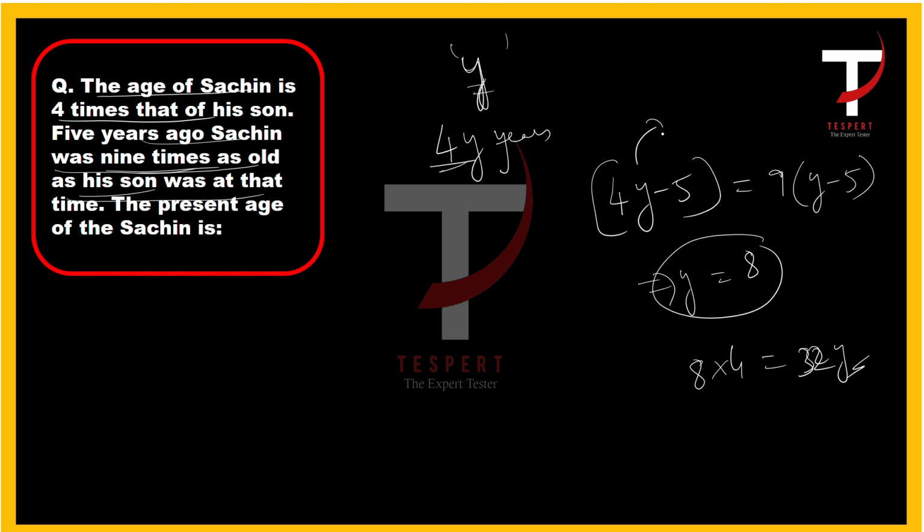This is the age of Sachin 5 years ago. This is the age of his son 5 years ago. That's why we considered minus 5. Why we considered 9 is Sachin was 9 times as old as his son 5 years ago. So 9 into the age of his son before 5 years.